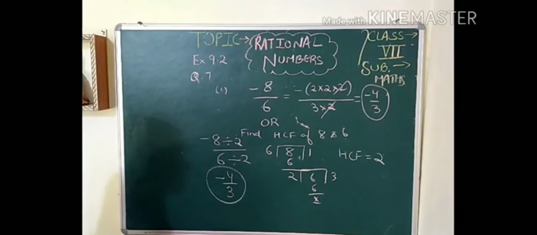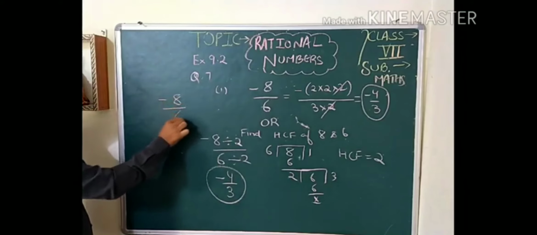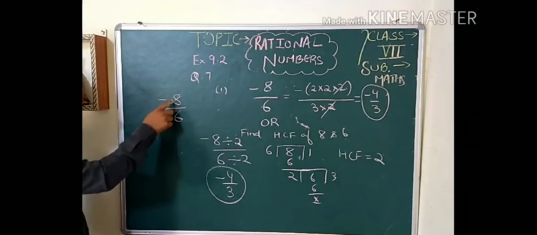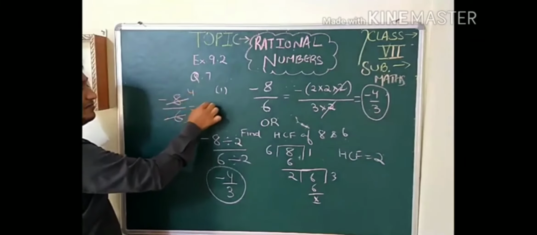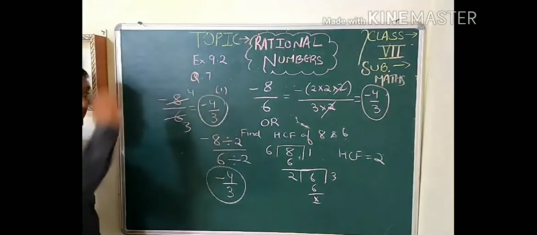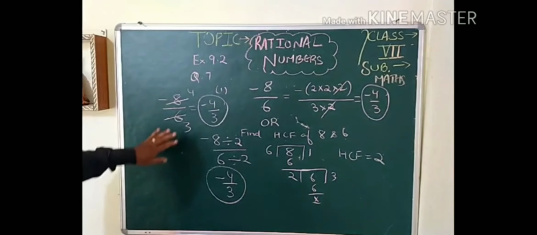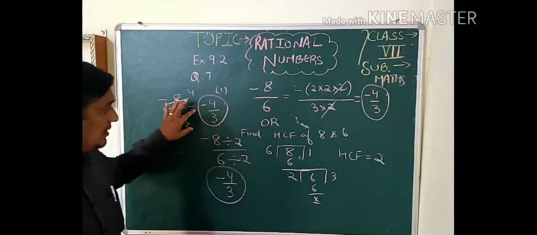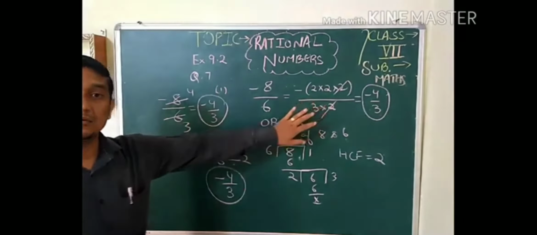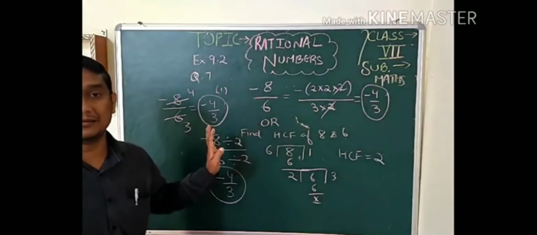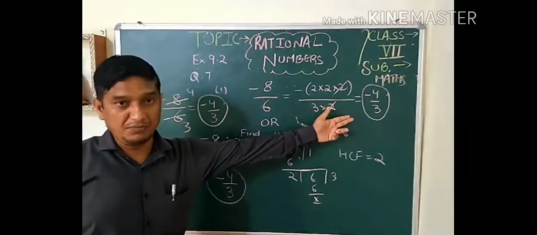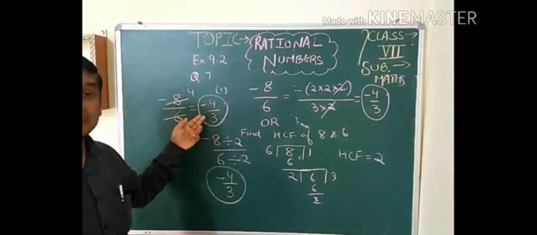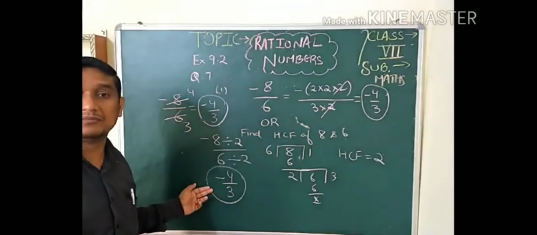This is also one of the ways. You may try directly also. Minus 8 by 6. Both come in the table of 2. 2 threes are 6, 2 fours are 8. Minus 4 by 3 is the answer. Children, you may choose any of the ways, either this or this. All these 3 ways are correct. This is the way to bring any rational number into lowest form, standard form, or the simplest form.